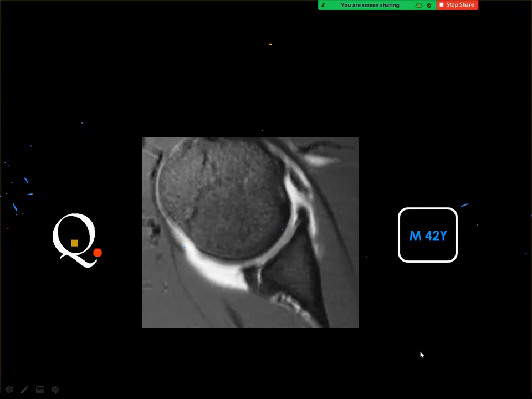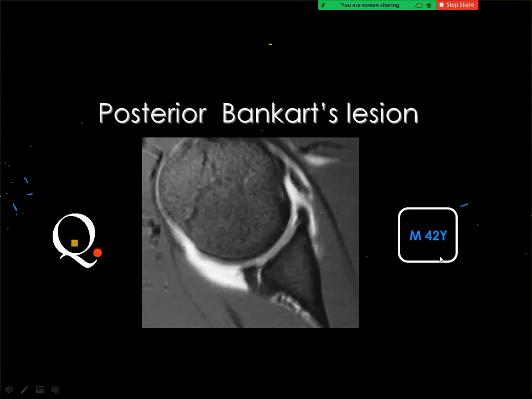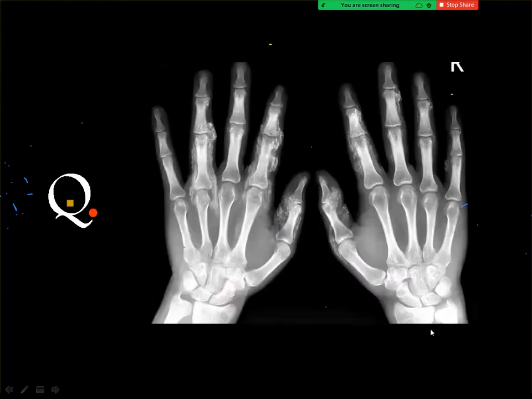The reverse Bankart is known now as the posterior Bankart lesion. You know that a Bankart lesion is a tear of the anterior labrum as well as its periosteal attachment to the scapula. And the reverse Bankart lesion is now known as the posterior Bankart in the literature, where you get a tear in the posterior labrum as well as its connecting periosteum. Next case.